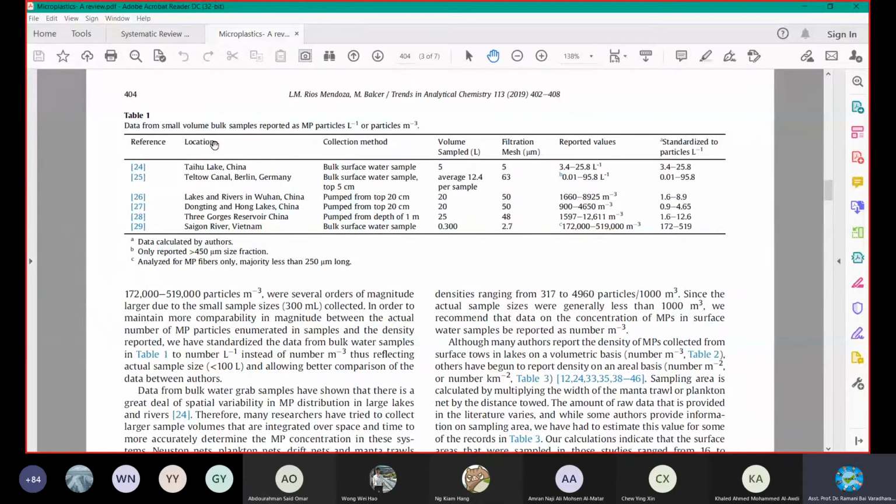See here, they have chosen the criteria as location, collection method, volume of sample used, filtration mesh, reported values standardized to particles per liter, right? They have chosen these legends, and these are the things you people have to sit down and analyze based on the collected papers. Keep these labels.